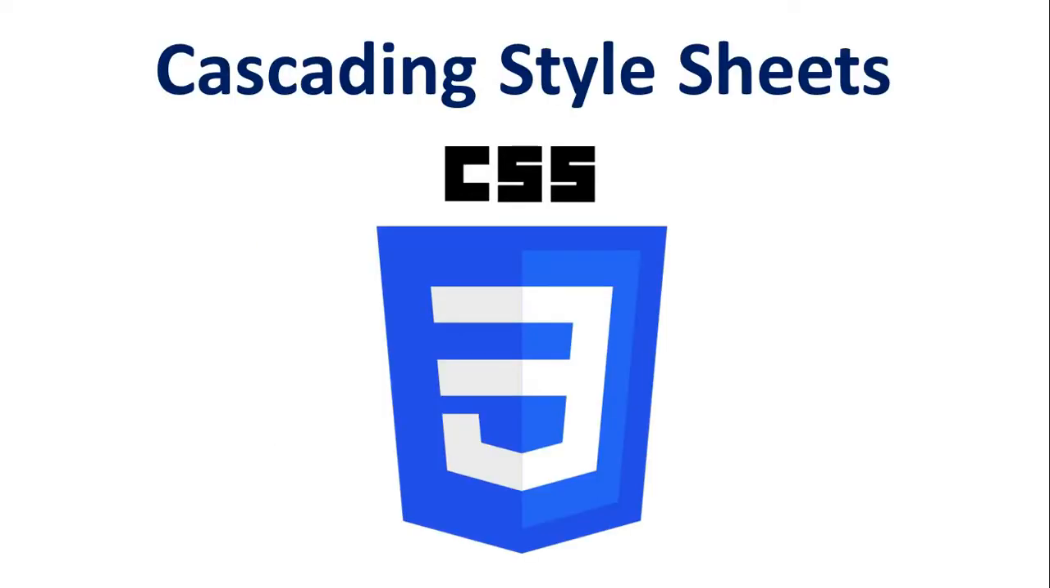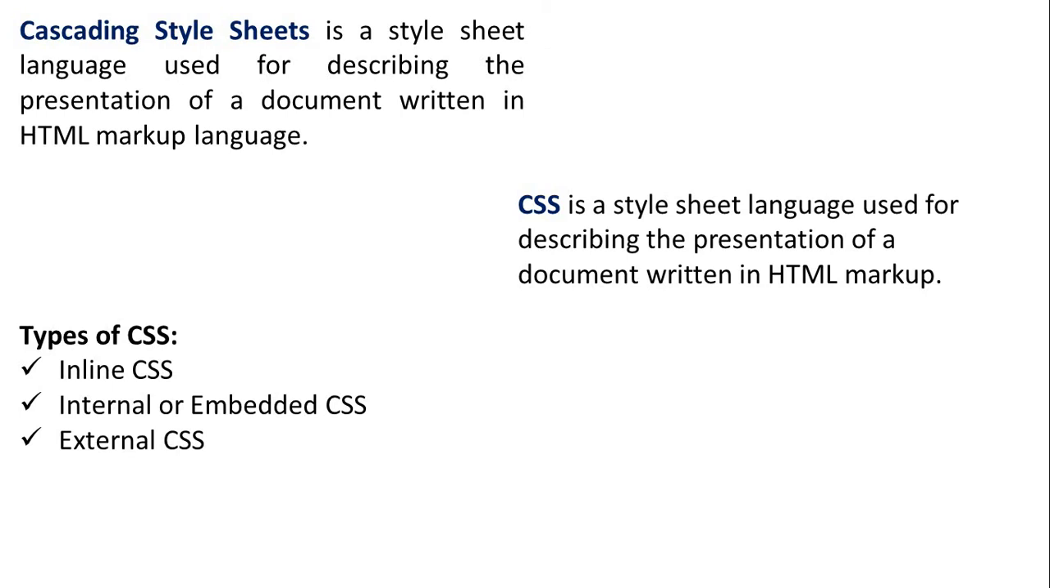So let us know what CSS is. It is normally known as Cascading Style Sheet. Cascading Style Sheet is a style sheet language used for describing the presentation of a document written in the HTML markup language. So what have we understood by the statement written here? That is Cascading Style Sheet, in short known as CSS.